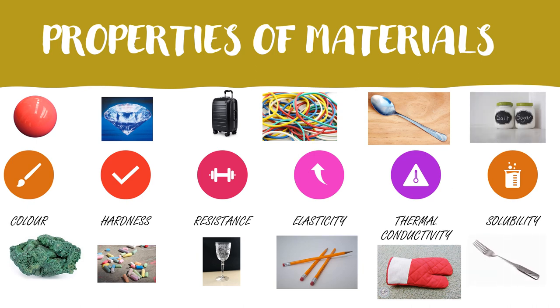Solubility is how soluble a material is. So for example, salt and sugar, we can dissolve them in water, and they mix with water and we can't see them, but the fork can't be dissolved.